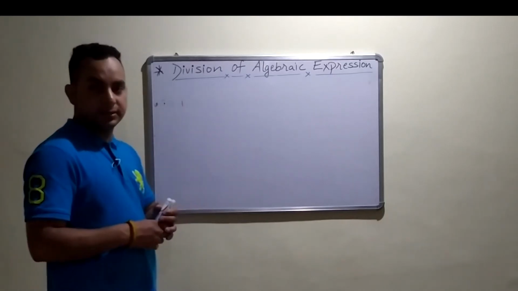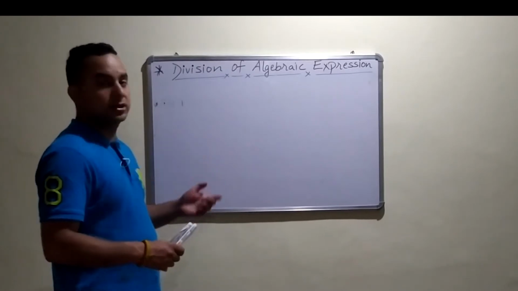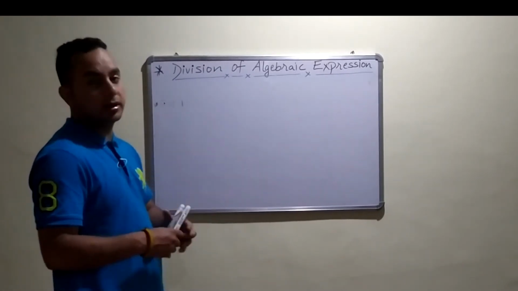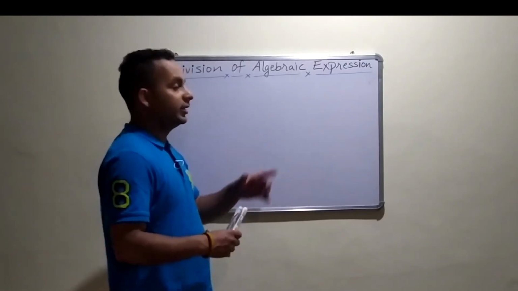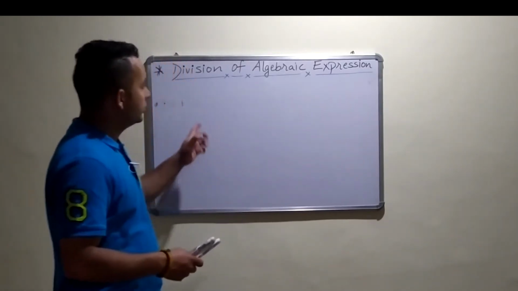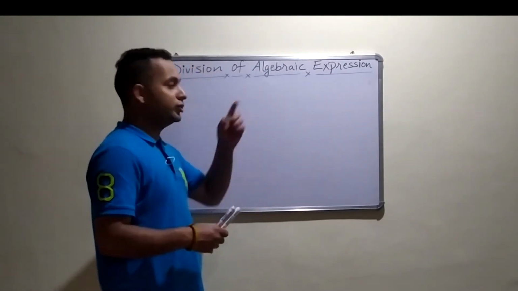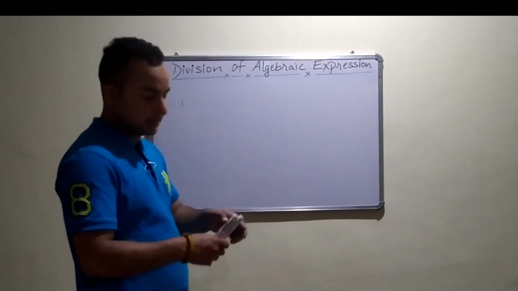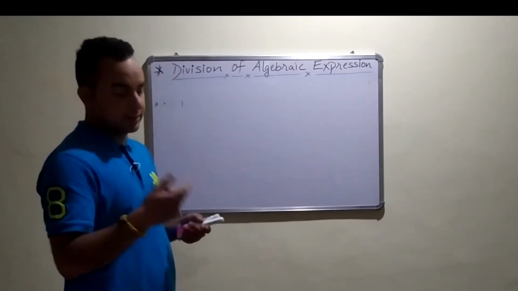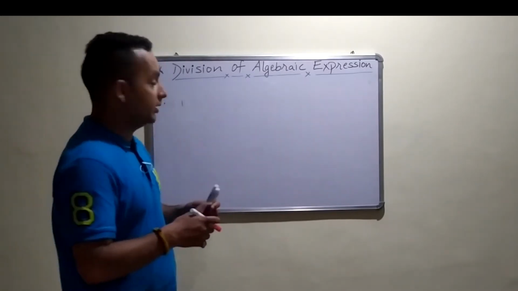This is part number 4, and your topic is division of algebraic expression. So you're going to divide the algebraic expression. For division of algebraic expression, you have two methods, that is factor method and division method, and I'll introduce both the methods over here.